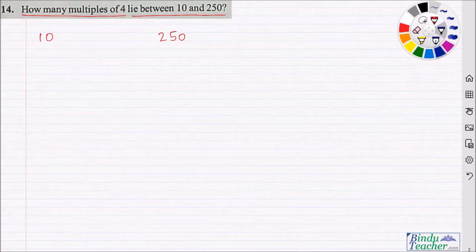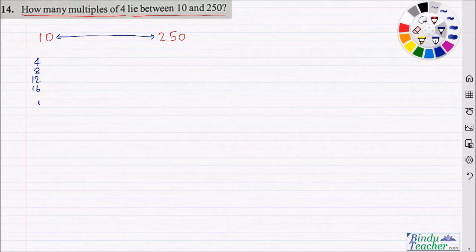So what are multiples of 4? The multiples of 4 are numbers that can be divided by 4. For example, 4 is a multiple of 4, 8 is a multiple of 4, 12 is a multiple of 4, 16 and so on. So we have to find all numbers between 10 and 250 that are multiples of 4.